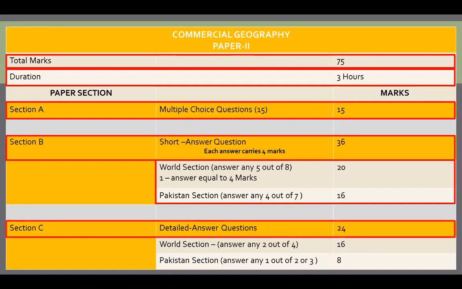Then we have section C, detailed answer questions, long answer questions, descriptive answer questions, and the total marks of that section is 24, in which the world section has 16 marks and the Pakistan section has only 8 marks. In the world section, 4 questions are given in your examination paper and you have to attempt only 2 questions. While in the Pakistan section, you have 2 or 3 questions and you have to attempt only 1 question carrying 8 marks, whether it's a short note or maybe a complete 8-mark descriptive question.